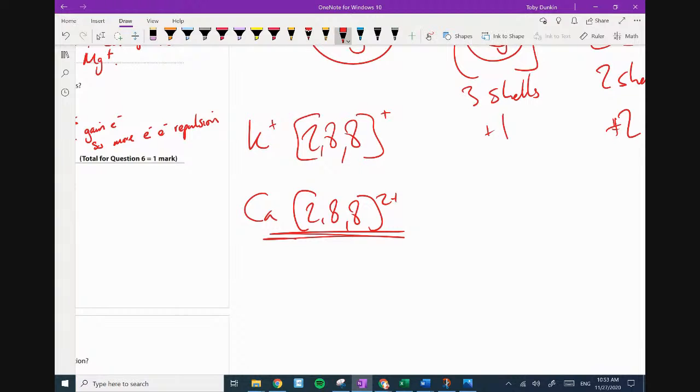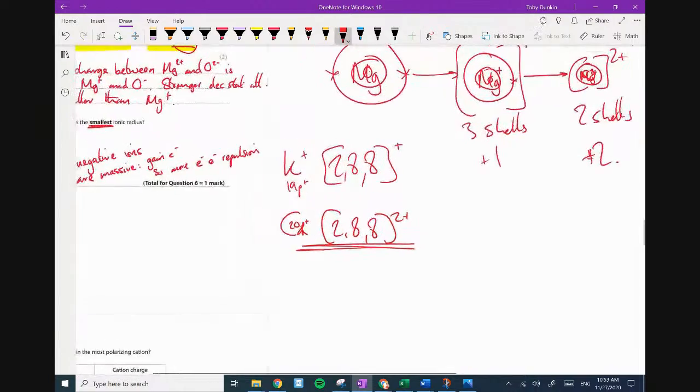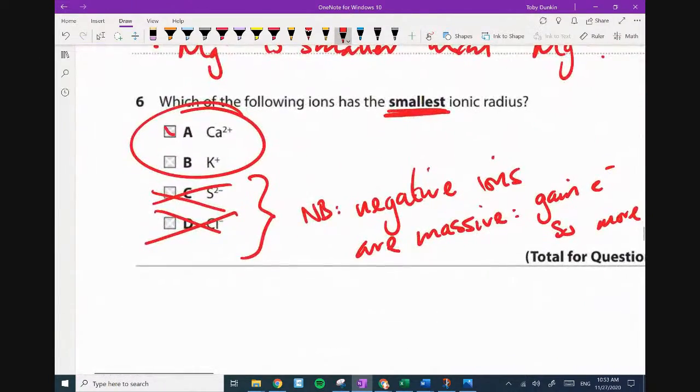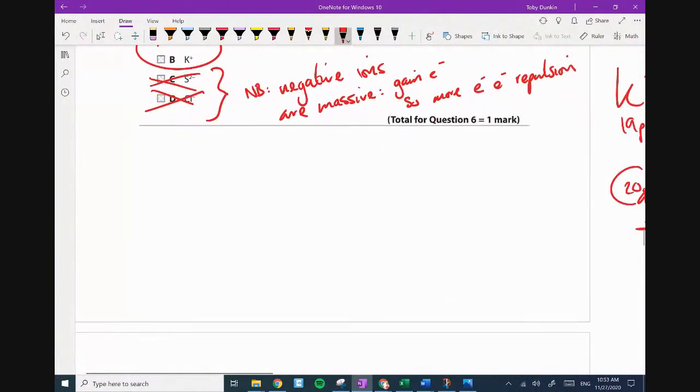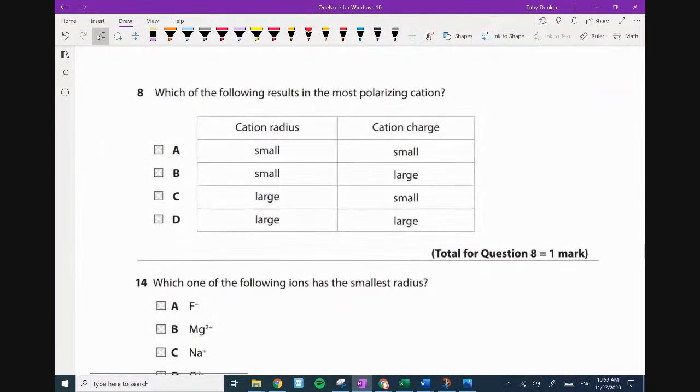But it's also nice to realize, if we wanted to explain this, potassium has 19 protons versus calcium, which has 20 protons. Same electron configuration, but more protons and increased 2+ charge. Calcium is definitely going to be the smallest. So the answer is A. Clever game, though.